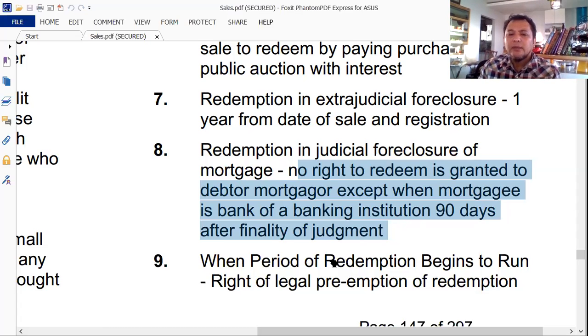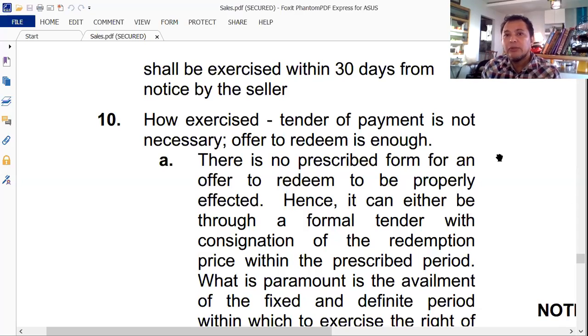Number 9, when the period of redemption begins to run. So when should it run? The right of legal preemption or redemption shall be exercised within 30 days from the notice by the seller. So how is it exercised? Of course, tender of payment is not necessary, but the offer to redeem is enough. So you have to offer the buyer that you are going to redeem.